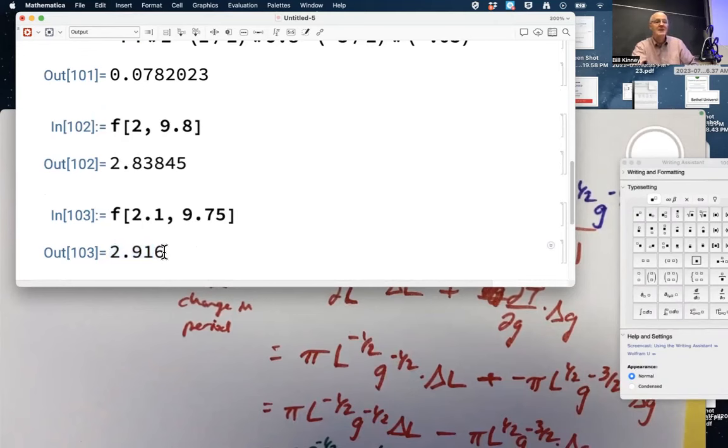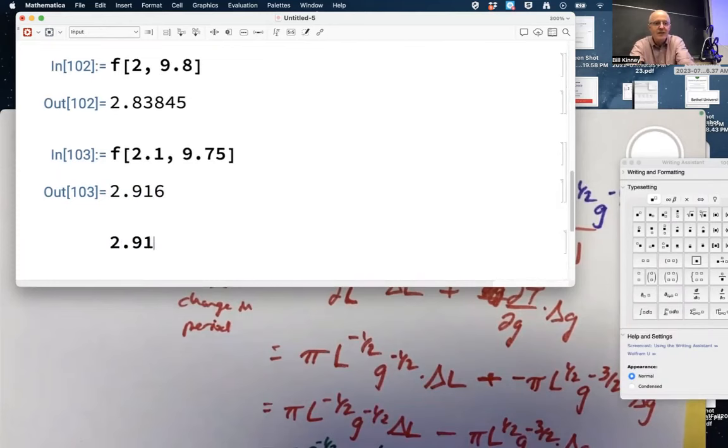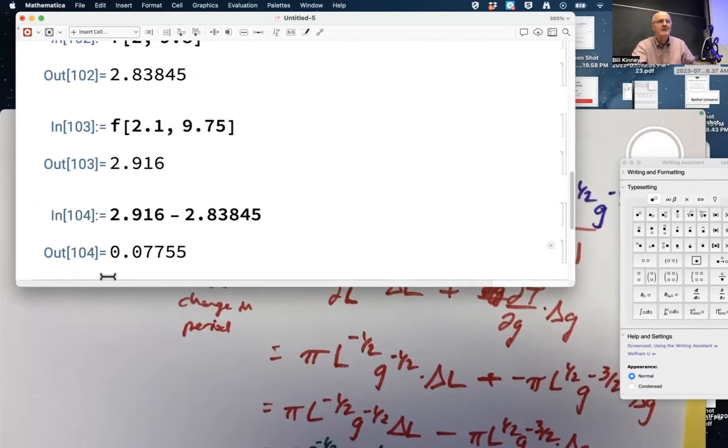The linear approximation predicted our period would be about 0.08 seconds longer. And yes, 2.916 minus 2.83845 is about 0.08. Very close.